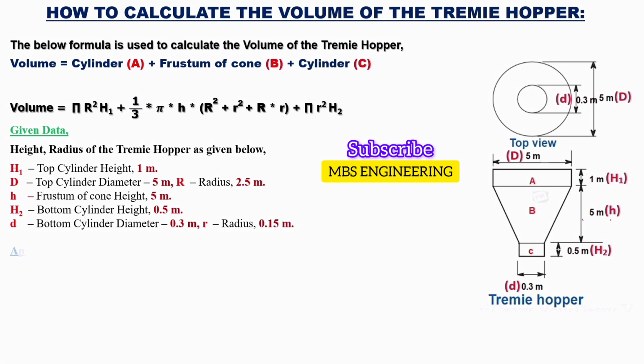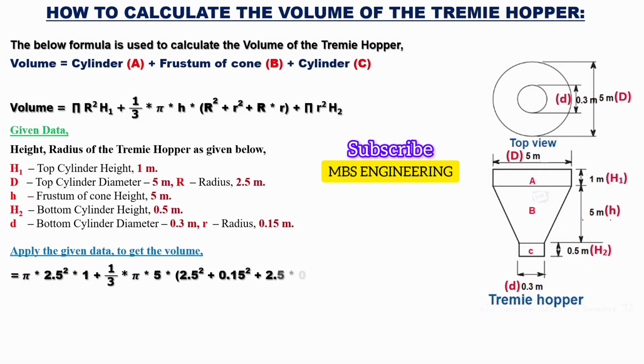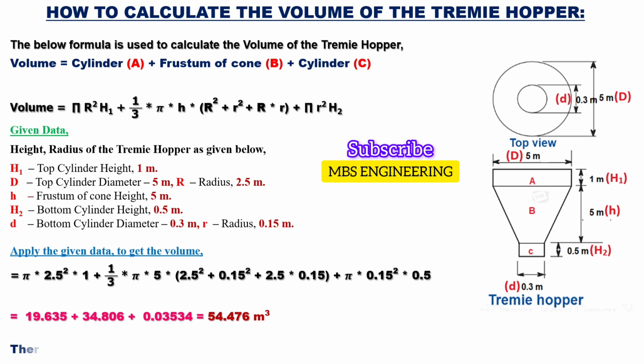Apply the given data to get the volume of the Tremie hopper. The volume of the Tremie hopper is equal to cylinder volume A plus frustum of cone volume B plus cylinder volume C. Please refer to the step-by-step calculation to get the volume of the Tremie hopper. Based on the above equation and the given data, the volume of the Tremie hopper is 54.476 meter cube.